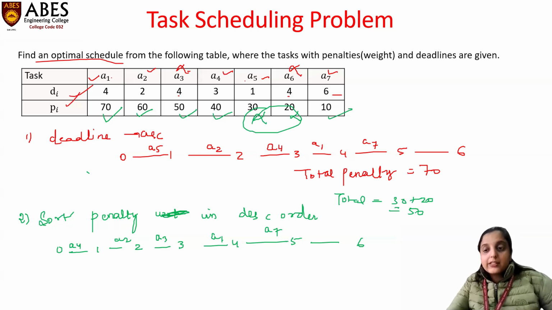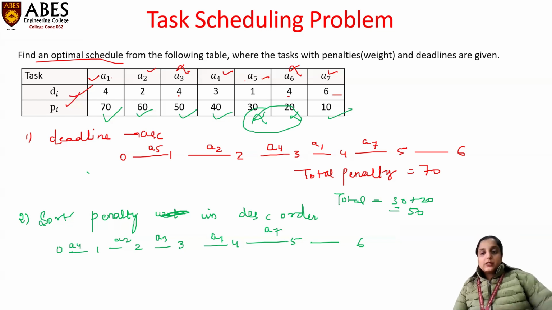So in your exam, if you get this particular question, you have to try both of these approaches, and you are going to get the optimal result with the second one, but you have to show both in your university exam if this question will come for 10 marks, right? Now, this is all about the task scheduling problem.